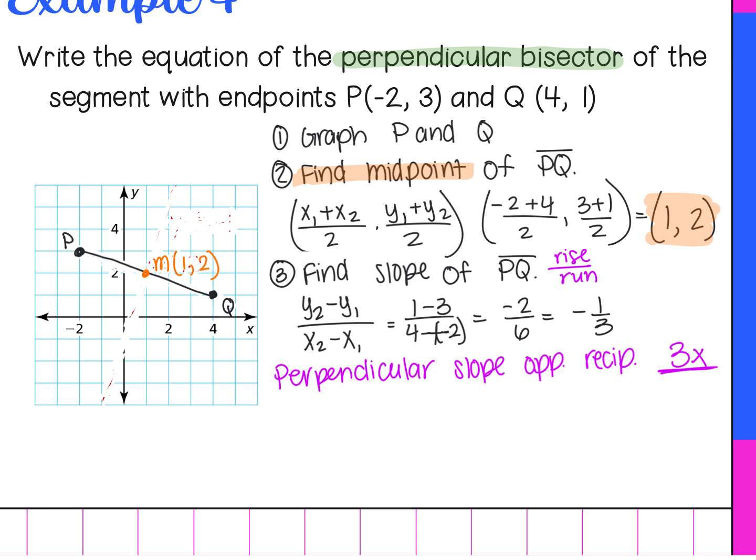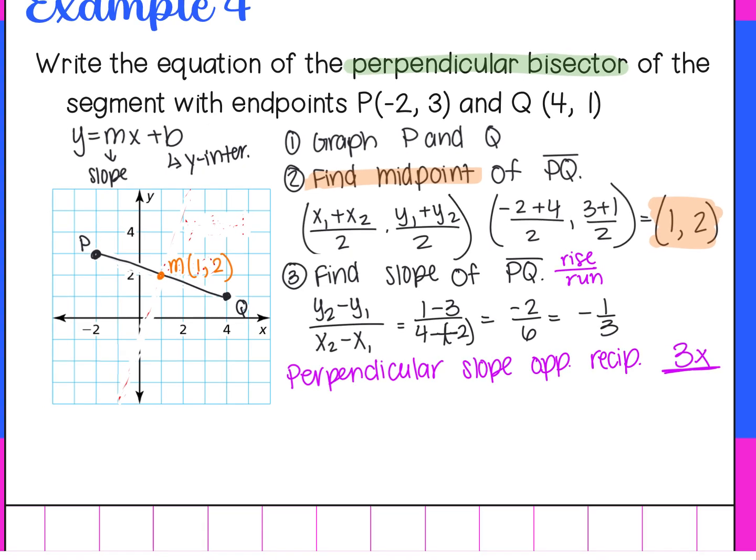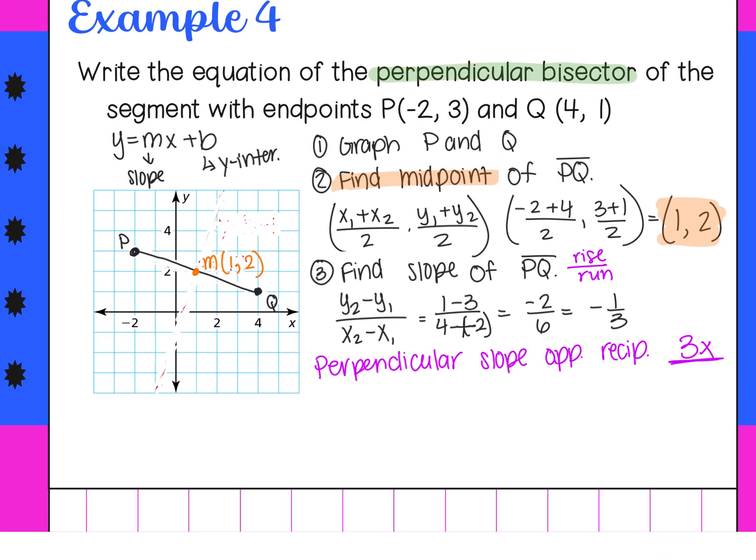Okay, because we are using slope-intercept form. If you forgot slope-intercept form, it's y equals mx plus b. M being your slope. B being your y-intercept. All right, so I kind of have a lot of information here. Now I have to figure out what is my y-intercept. So hopefully you remember how to solve that.